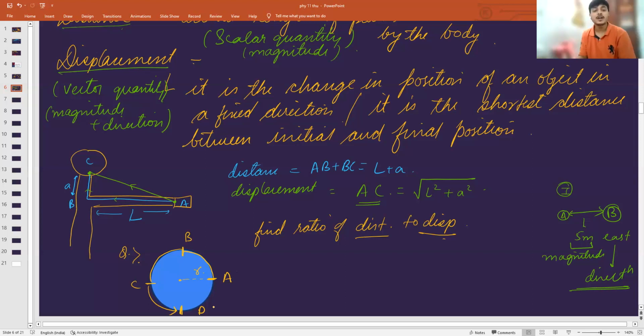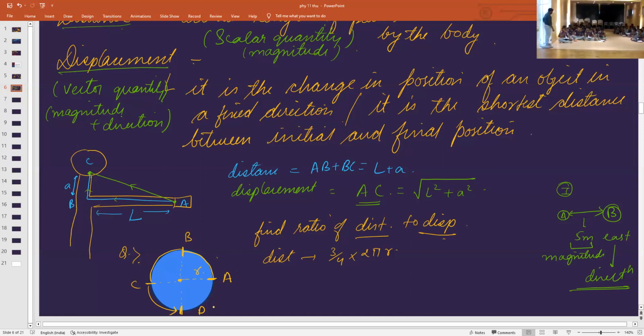Okay, I'm solving here. Whoever has solved, you just match it, whether it is matching to you or not. So see here, what is the distance first? Distance is the actual length traveled. So can I say that he traveled 3/4 of a circle? So 3/4 of the whole circle is 2 pi r. Yes or no? Put a thumbs up if you agree with this. Right. So if you cancel this out, it will be 1.5 pi r.